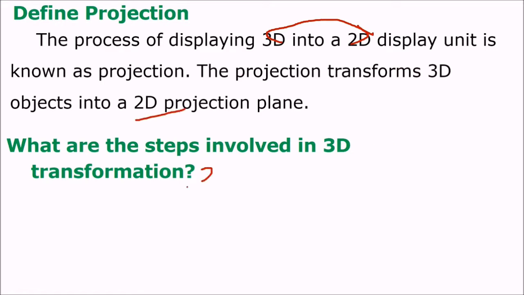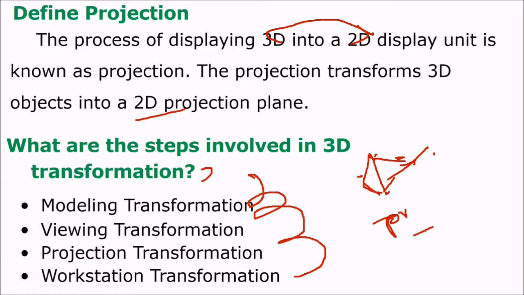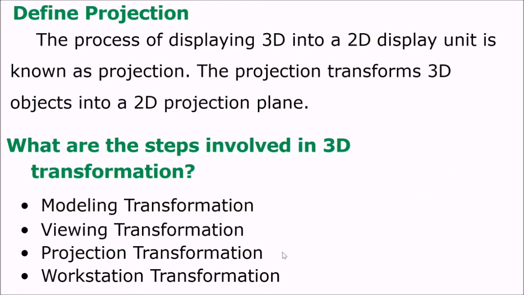So what are the steps involved in 3D transformation? First, modeling transformation, viewing transformation, projection transformation, and then the workstation transformation. So first you have points, you make models from these points, then you do the viewing transformation, then finally the projection, which means orthographic or perspective projection. In viewing you can have various shading aspects, like Gouraud shading and Phong shading, and all those aspects to make these 3D more realistic, like radiosity. Then the projection, and then finally to show it on the screen you have the workstation transformation.